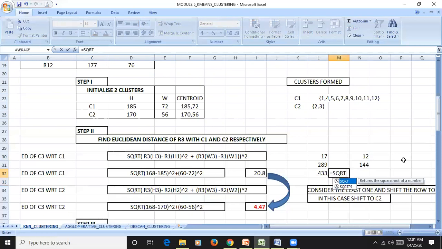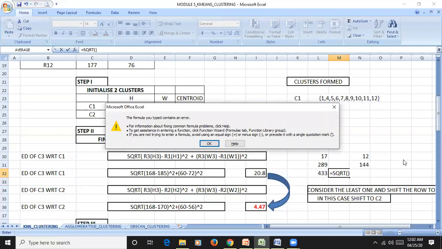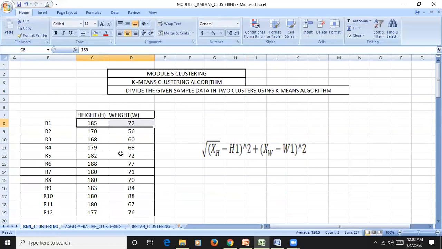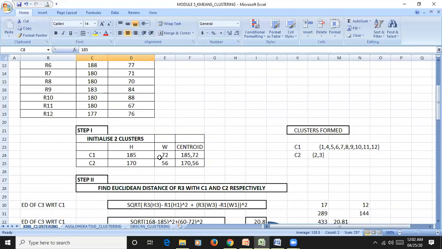Square root of 433 is 20.8. The same thing I have written here. Similarly, now I have found out the distance with C1.